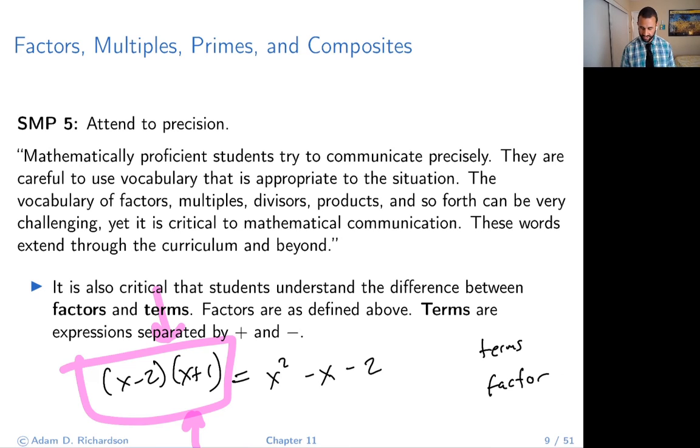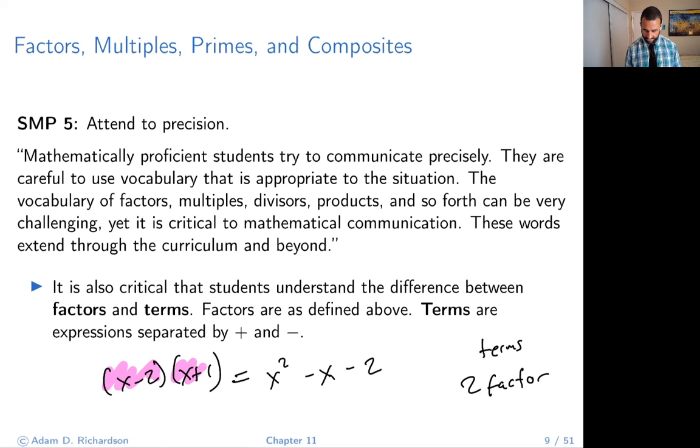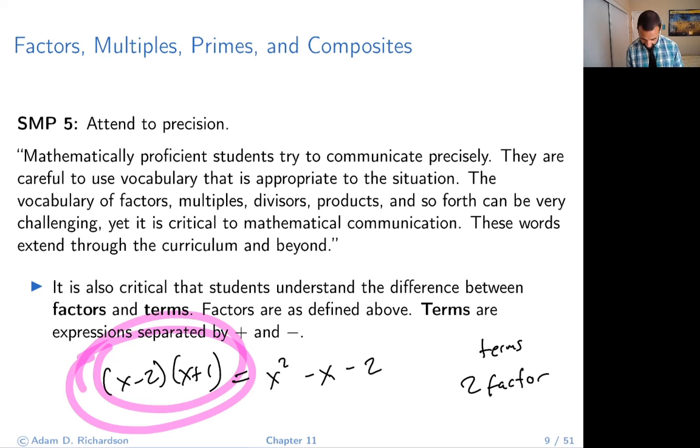The reason I love this is because there are two factors. I think everybody realized that, and you can see the two factors right here. Here's one, and here's two. Now, how many terms are there in this expression? You might be tempted to say four, but the answer is one. There's one term, and it's the whole thing.